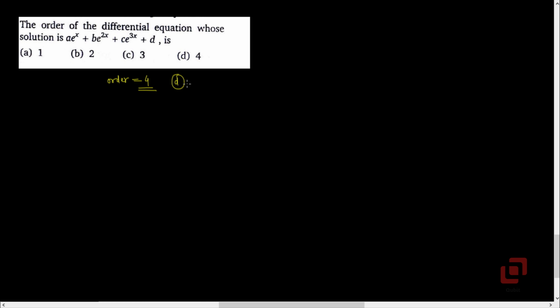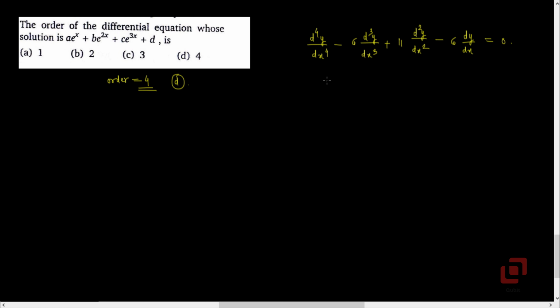Option D. I would like you to tell the differential equation whose general solution is the given function. That differential equation is d4y by dx raised to 4 minus 6 d3y by dx cube plus 11 d2y by dx squared minus 6 dy by dx equal to 0.